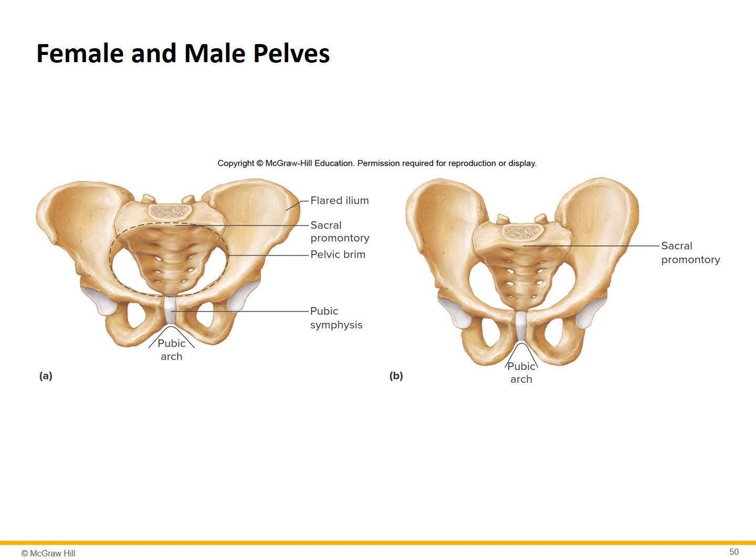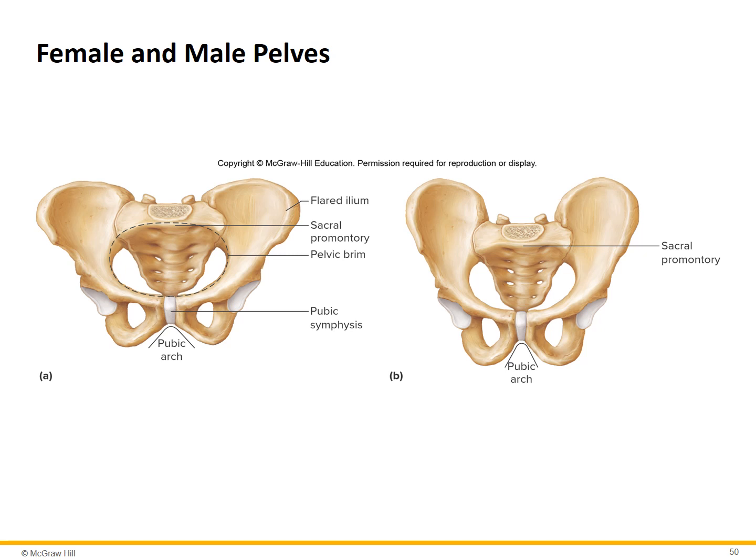This slide's just comparing male and female pelvises, right? This isn't anything that you need to worry about on the lab or lecture exam, but you can see some differences in the width of the pubic arch. Okay, so you have the female pelvis, diagram A, the male pelvis, diagram B, right?